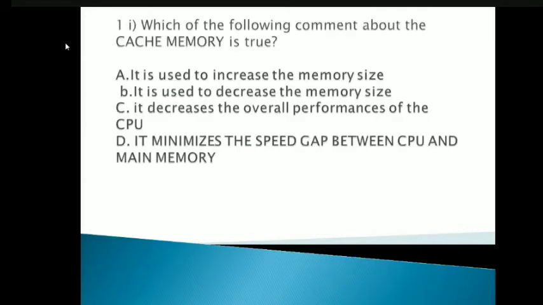Which of the following comments about cache memory is true? It is used to increase the memory size. It is used to decrease the memory size. It decreases the overall performance of the CPU. It minimizes the speed gap between CPU and main memory. Definitely, the answer is it minimizes the speed gap between CPU and main memory. D is the right answer.